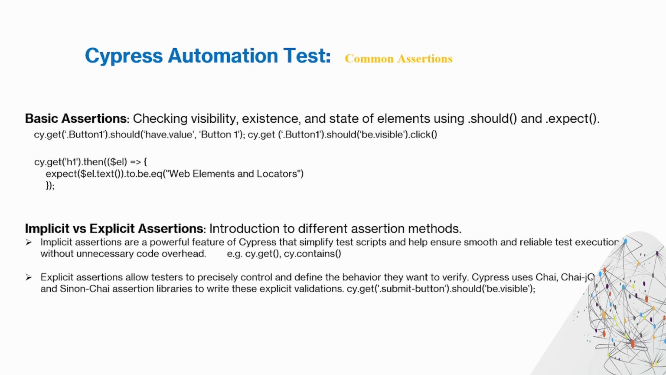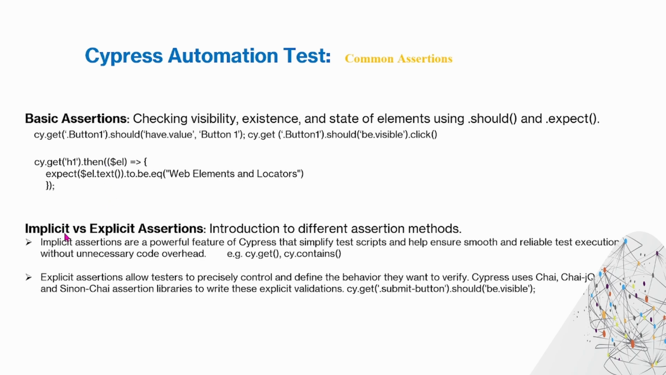For example, we can use cy.get the button 1, and then we can use should, and then we'll have this value for button 1. We can also use cy.get button 1 should be visible, and then click it afterwards. This is another example of an assertion statement that we can use. We can use this expect right here using this sort of syntax to do our assertion.